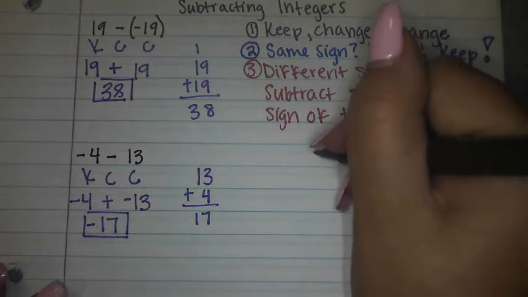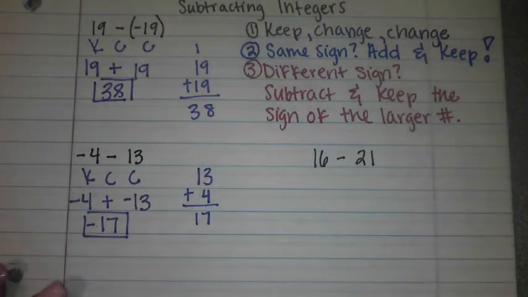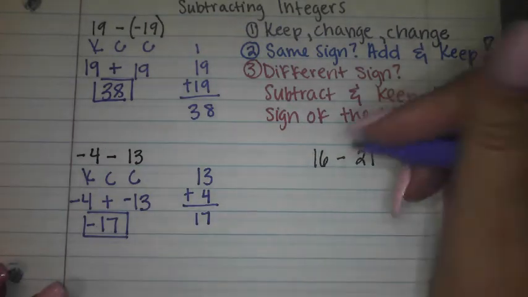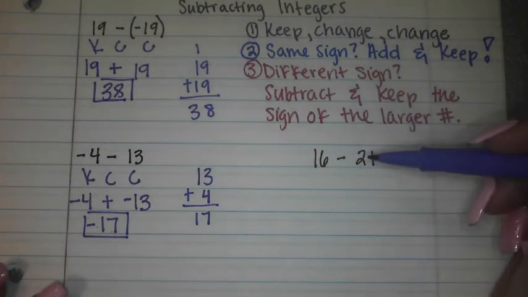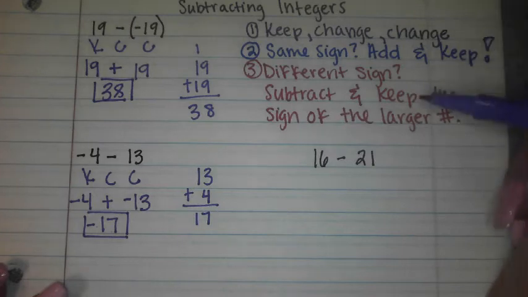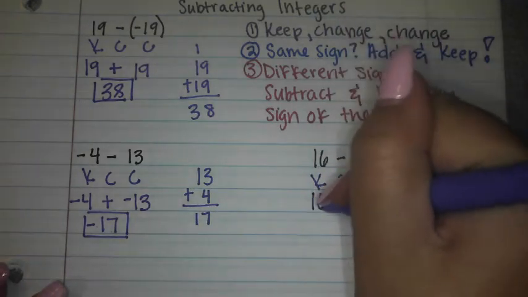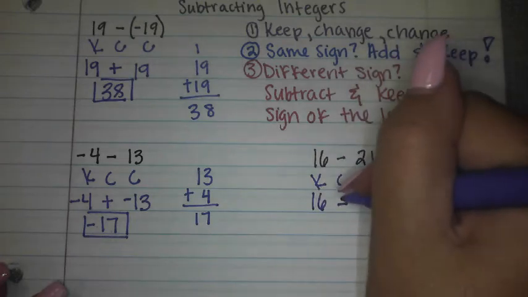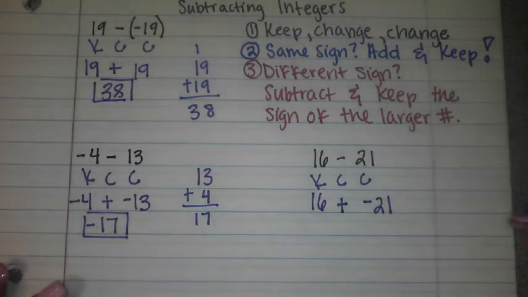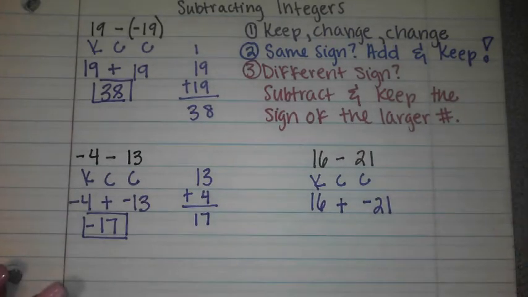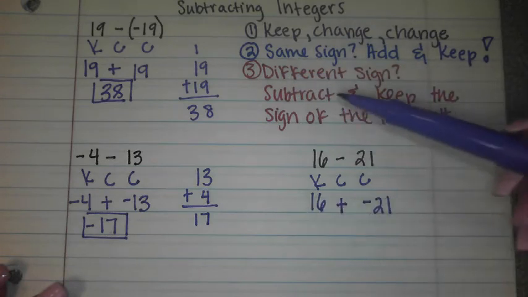Let's go on to another one. Let's say you have 16 minus 21. Now, we're going to do the same thing again because there's a minus sign. And whenever you're subtracting and the second number is bigger than the first one, you can't subtract this easily. So we're going to do keep, change, change. Keep that 16, change that minus sign to a plus sign, change that 21 into a negative 21. Now we have to ask ourselves, are the signs the same or different? I have a positive and a negative, so they're different.